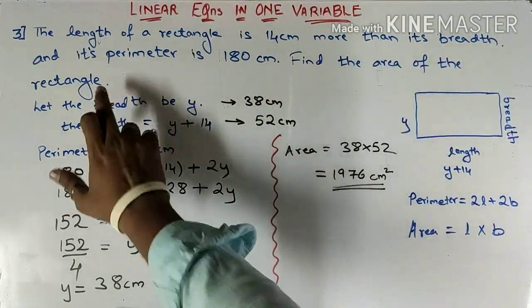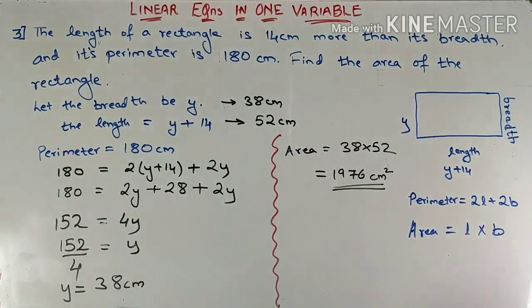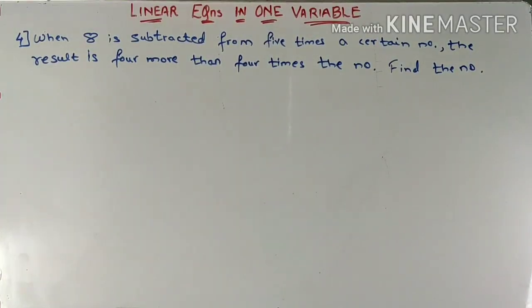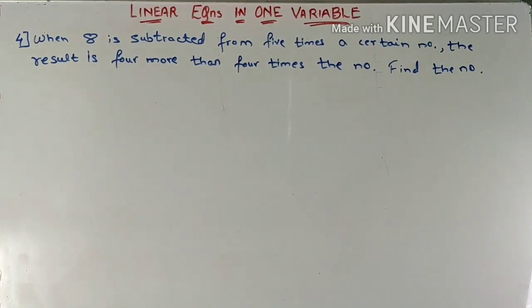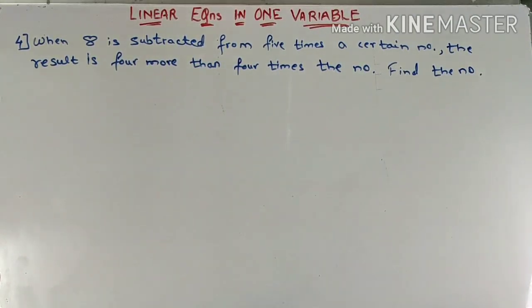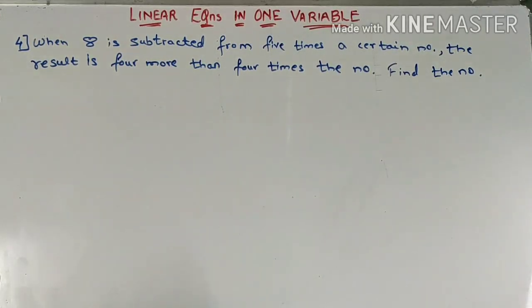Find the area is the last thing and we have found out. So this is the solution. Moving on to the fourth question for the day. When 8 is subtracted from 5 times a certain number, the result is 4 more than 4 times the number. Find the number. So let's break up this statement again into different parts to fetch certain details from the statement.